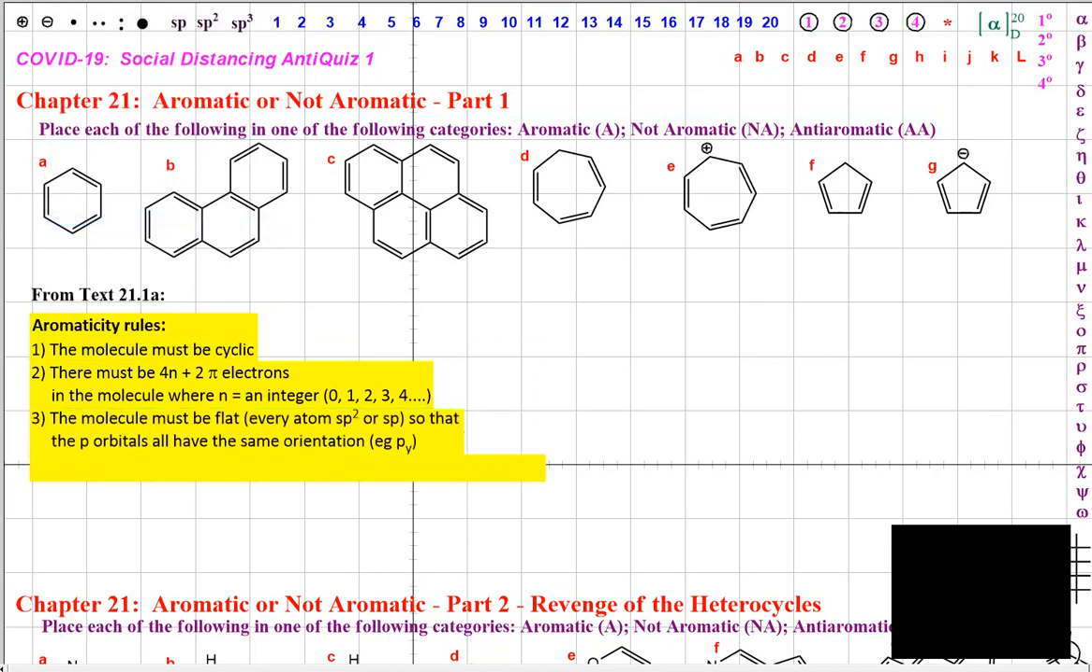Third, the molecule must be flat, with every atom being sp2 or sp. Those are a trigonal planar geometry or a linear geometry. That way, the p orbitals all have the same orientation. And finally, each atom must be able to resonate. Resonance is not possible unless you do have sp2 or sp hybridization. So really, this is just a restatement of Rule 3, but a good thing to keep in mind.